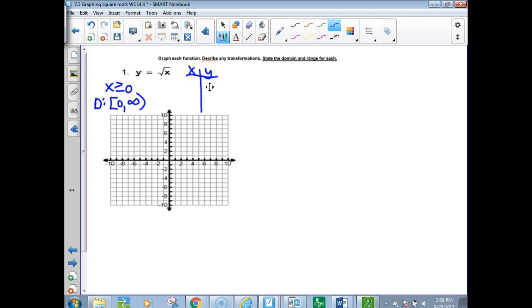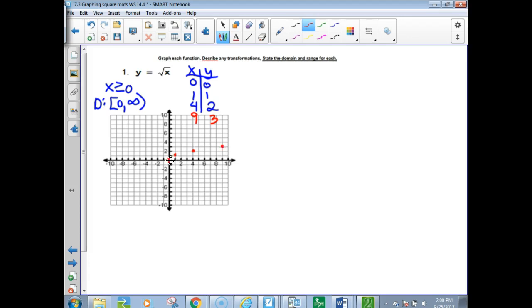If I start to plug in some values, the square root of 0 is 0, the square root of 1 is 1. What would be the next logical number to put in if you're going to take the square root? 4. The square root of 4 is 2. Okay, now I've got 3 points, which is the requirement. You must have 3 accurate points on your graphs. 0, 0; 1, 1; 4, 2. How about we do 9? The square root of 9 is 3: 9, 3.